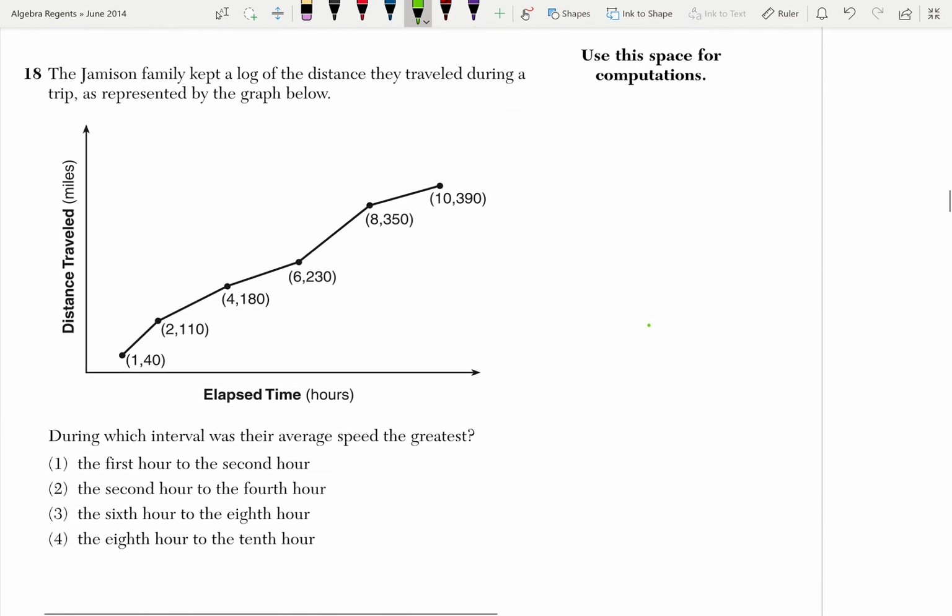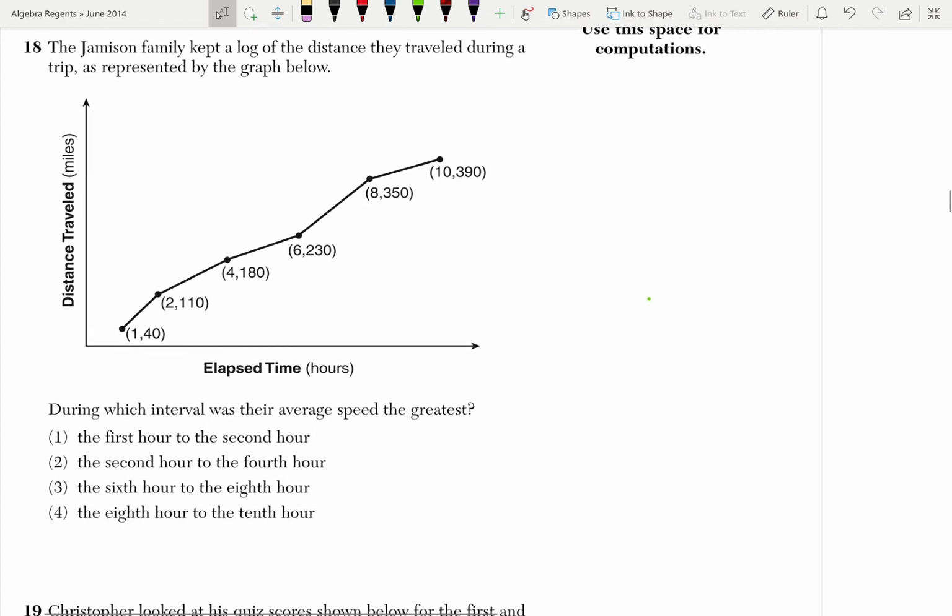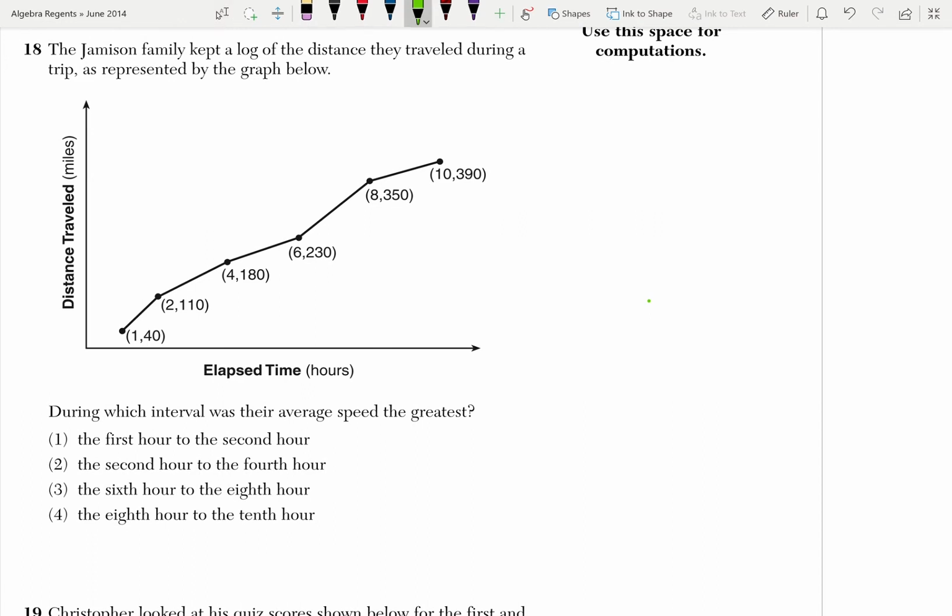Okay, let's see number 18. The Jameson family kept a log of the distance they traveled during a trip as represented by the graph below. The question is, during which interval was their average speed the greatest? Average speed is given to us by the slope of this line. So this question is basically asking us during which interval the slope is the steepest, or the greatest. We can calculate the slope between any of these intervals and see which one has the greatest slope.